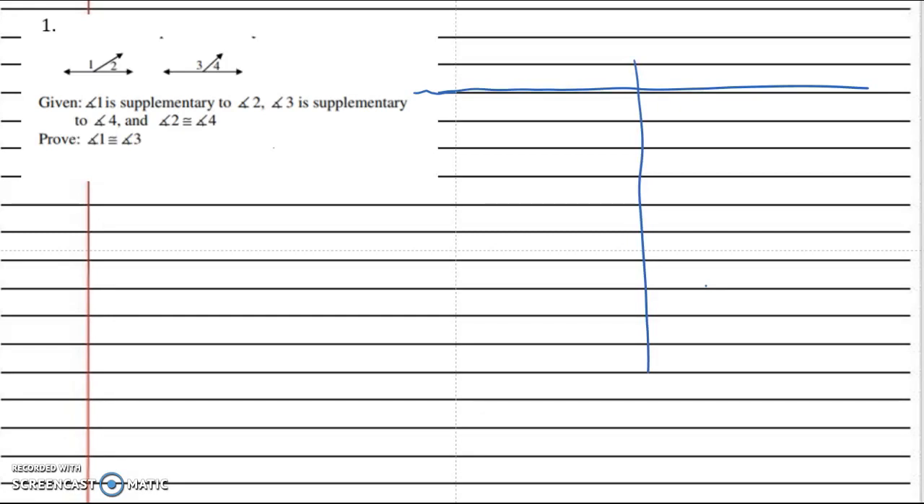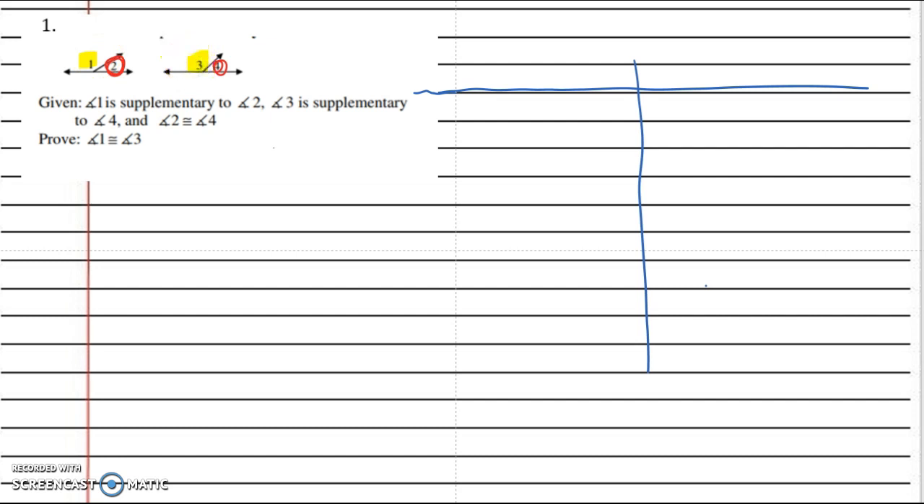So given that angle 1 is supplementary to angle 2, and angle 3 is supplementary to angle 4, and angle 2 is congruent to angle 4, then angle 1 is congruent to angle 3. Well, we already know they're supplementary because they're linear pairs. So we honestly didn't really even need a picture here. But we know that 2 and 4 are equal.